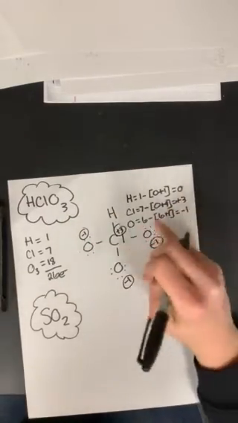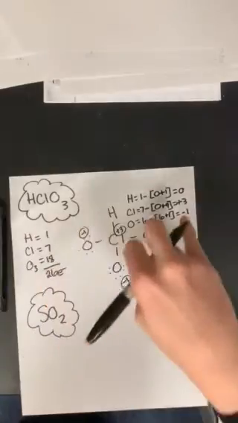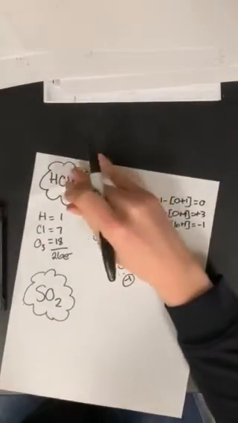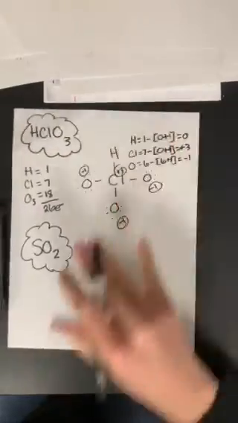Does this add up? Negative 1, negative 1, negative 1. Overall negative 3 charge, positive 3 charge balances, equals the charge of the neutral molecule. Okay, so that's all good.